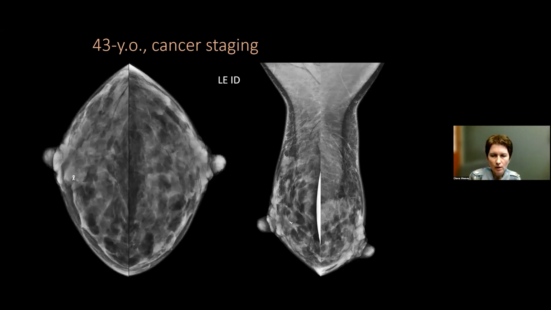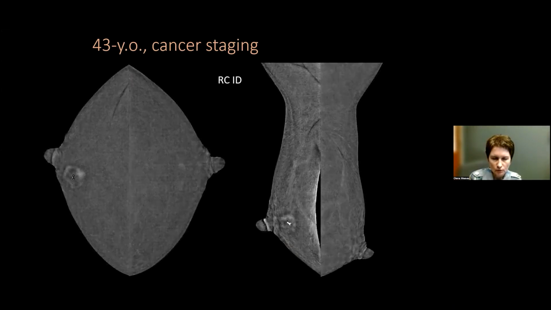These are her displaced views, and the displaced views are done in CEM. These are low energy images of the CEM on the implant displaced views. Again, we don't see much. We see the known mass in the right breast with the clip in place. And these are the recombined images of that implant displaced portion of the study.